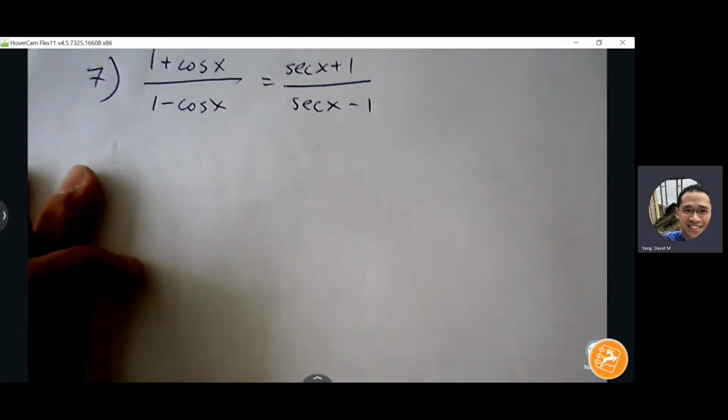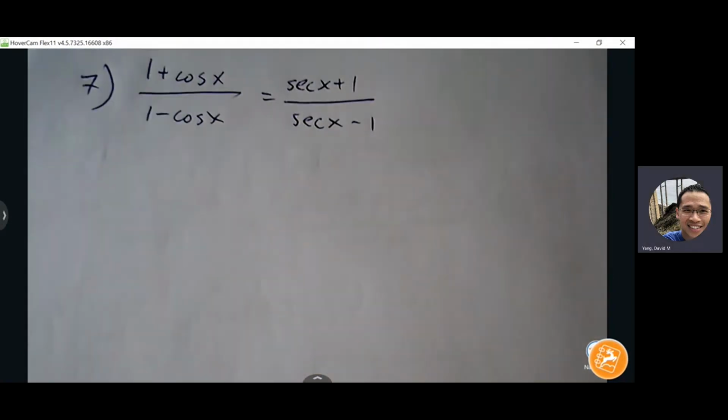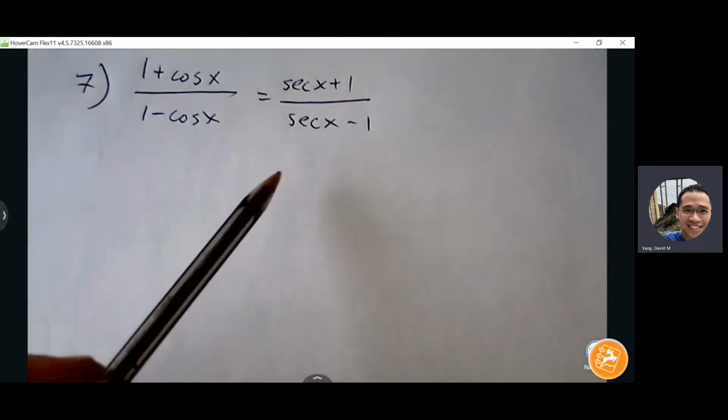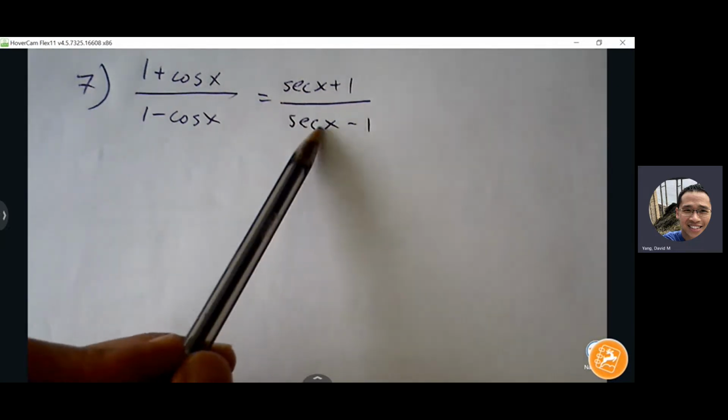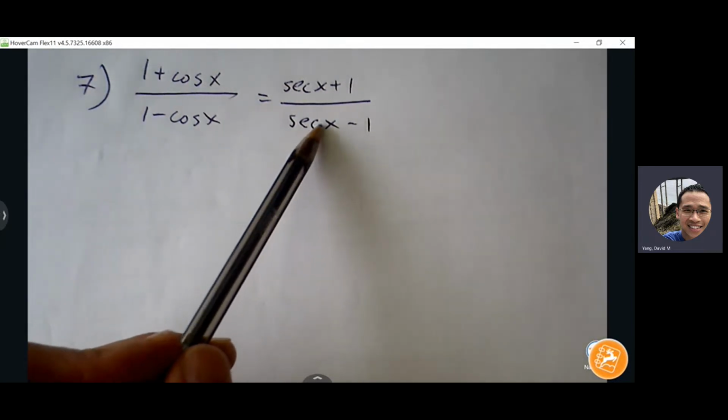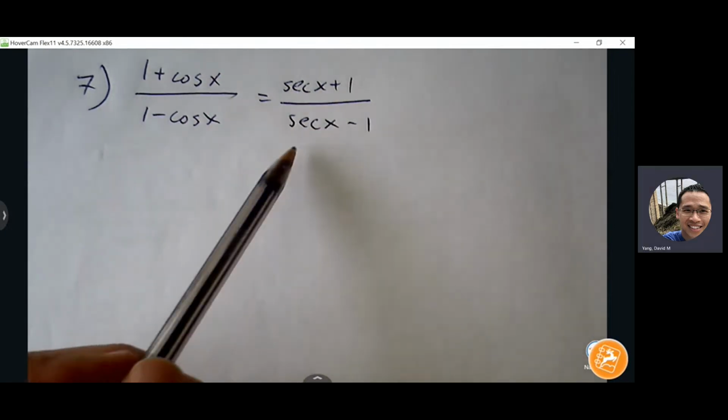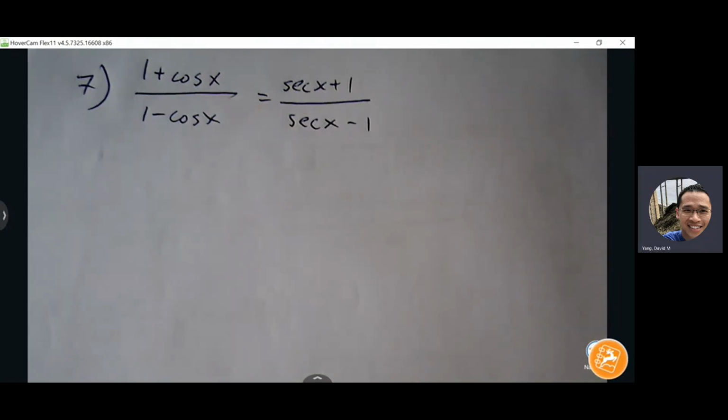Okay, typically I would say always consider the left side first, but you could start on the right side, move to the left. And that's what I would do here. I find that it's easier to get something more complicated into something that's more familiar. So in this case, I'm going to start on the right side, move to the left.